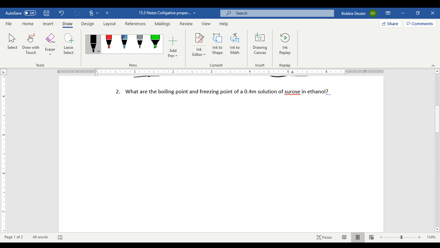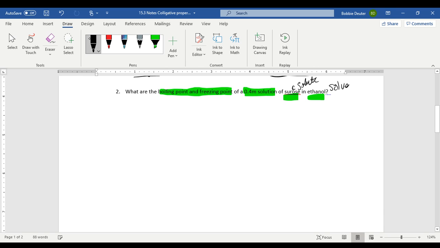Oops, spelling error. This should be sucrose. That should be a C in there. Okay, so it says again, what is the boiling point and freezing point? It gives us the molality of the solution, and it gives us two things. It gives us sucrose in ethanol. All right, so that's really important to know. So this is our solute.